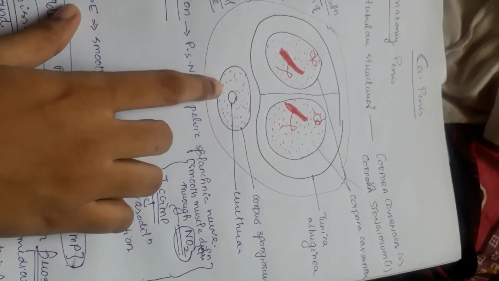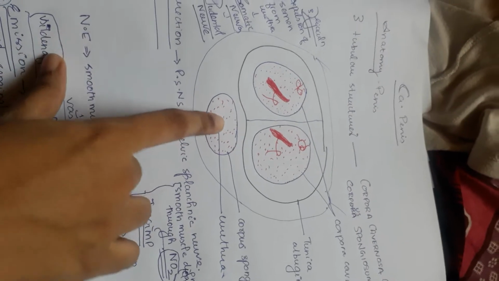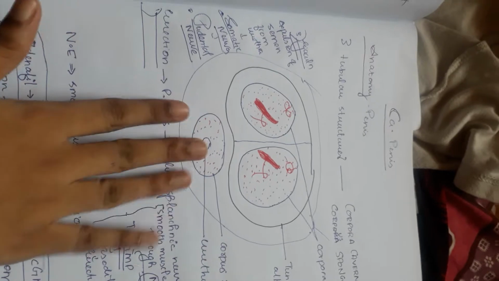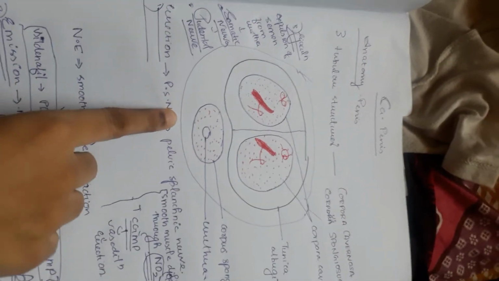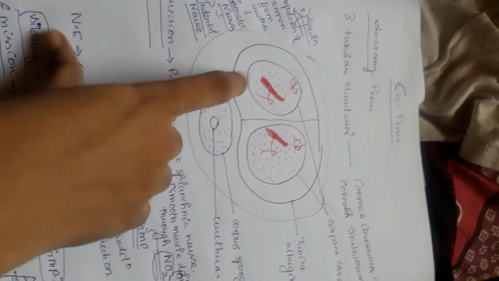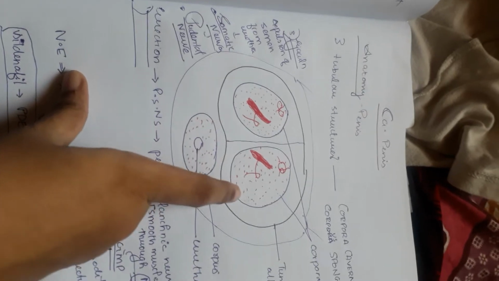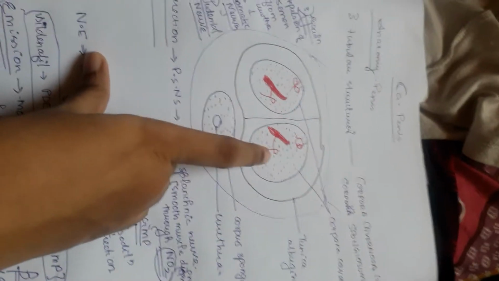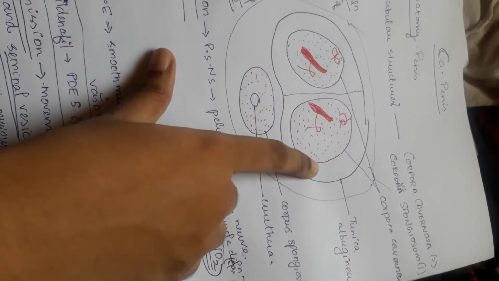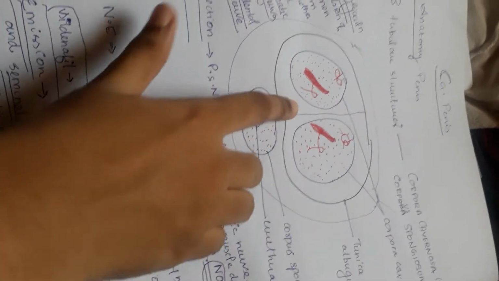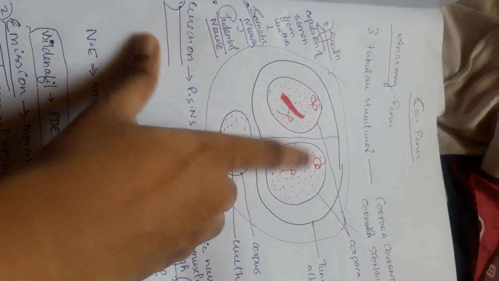The corpus spongiosum is a tubular structure which contains the urethra and it expands distally to form the famous structure called glans penis. So, this is in general about the tubular structures, and the two corpora cavernosa is lined by a band of connective tissue known as tunica albuginea. The tunica albuginea also forms a septum between the two corpus cavernosum.